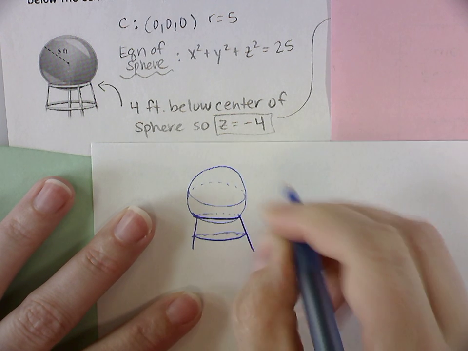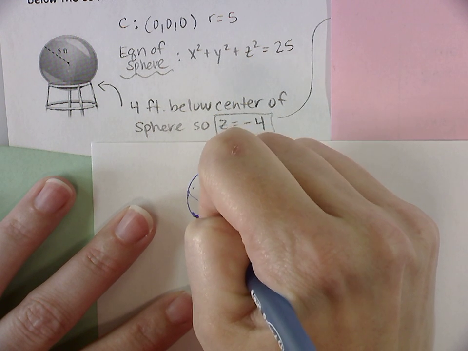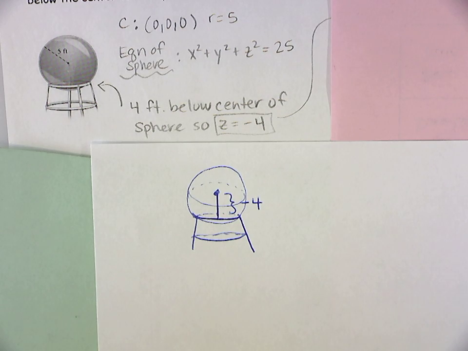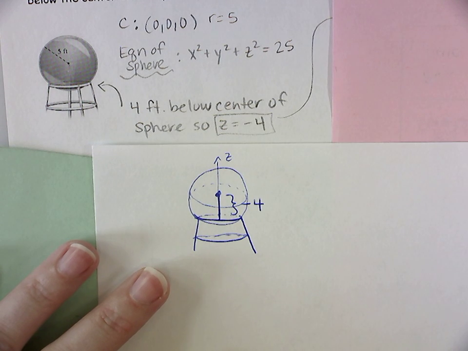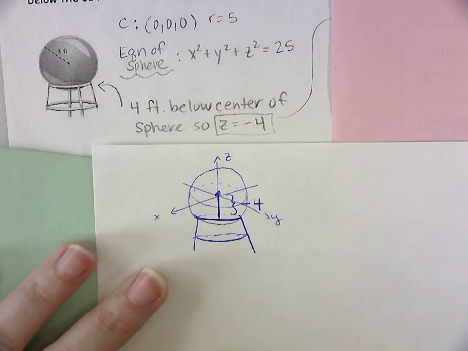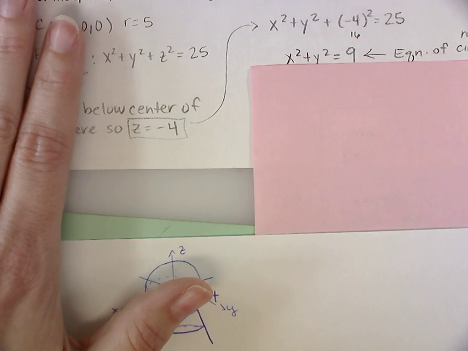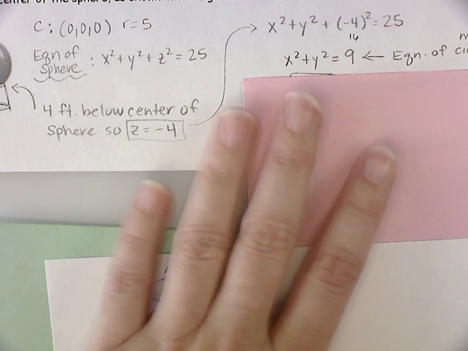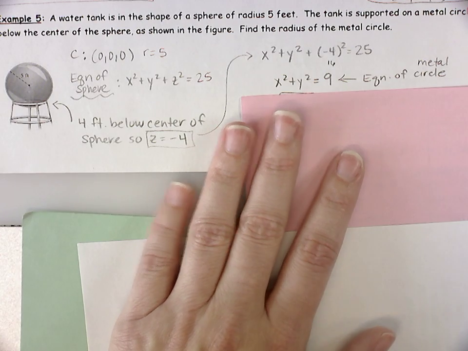Ignore my rough drawing there. But here's your center. Okay, and then if it's 4 feet below, what we're saying is negative 4 would be this value. And we know that would be the z because you can think of this on the coordinate as your z value, right? That would be your z, this would be your x, this would be your y. Okay, so then when I plug in negative 4 for z, I'm going to get 16, so I'm going to subtract that from both sides. And then this is going to be the equation that represents the metal circle. Okay, so this is my equation for the metal circle.